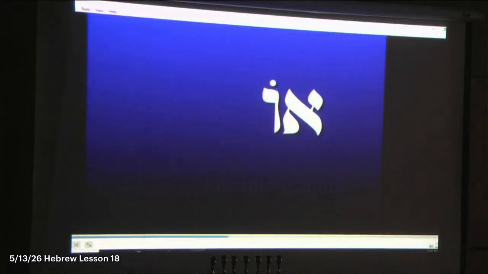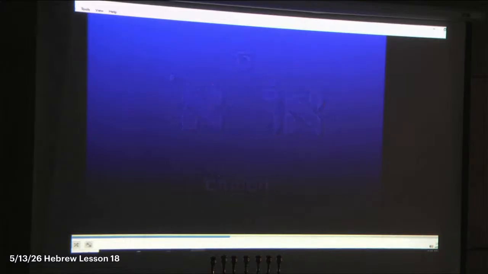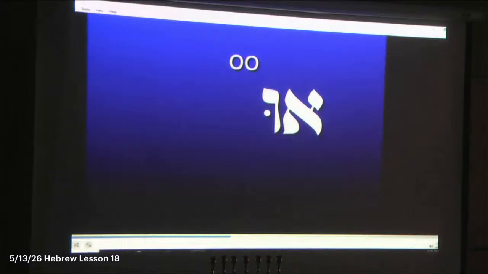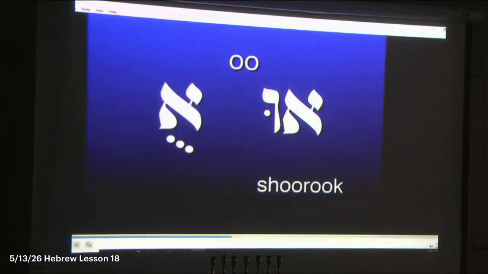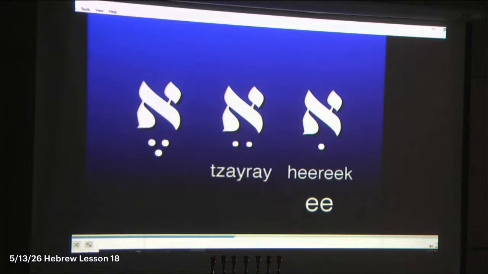Here you have the o, the cholam malay, o again, without the vav under it, cholam chaser. U, a vav with a dot inside, the shuruk. And another way to write u, three dots from left to right going down, the kubutz, u. And then you have the dotted vowels. One dot is the hirik, e. Two dots is the tsere, a. And three dots is the segol, e. And sometimes the tsere, the two dots, a, are pronounced eh, as if it is a segol.